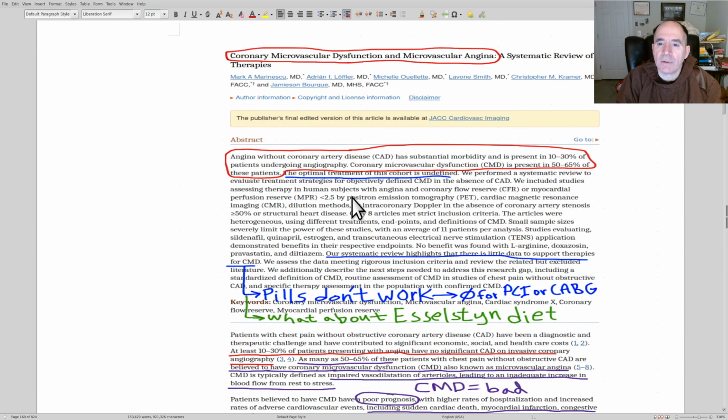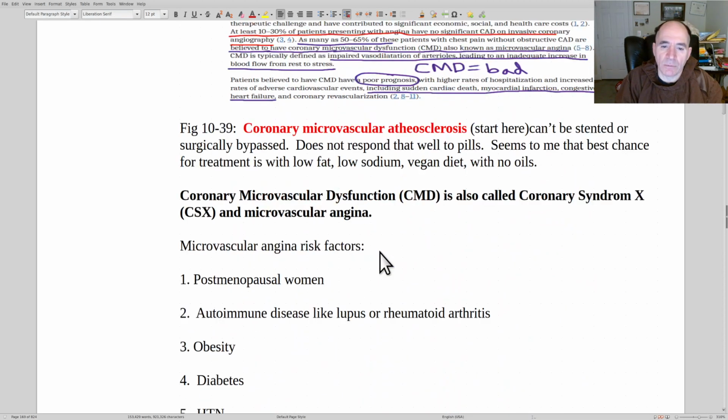Okay, coronary artery microvascular dysfunction. So this is sometimes called coronary syndrome X, meaning having problems in those little small penetrating arteries. Epicardium is the outer surface of the heart. The intramyocardial branches are the ones that go into the muscle itself. Okay, pills don't work for treatment of this too well. You can't stent it. You can't bypass it. Esselstyn diet is your best chance to treat these things. Otherwise, you have a lousy prognosis. So I'm talking about coronary microvascular dysfunction, problems with the intramyocardial branches. Women tend to have more problems with that than men.